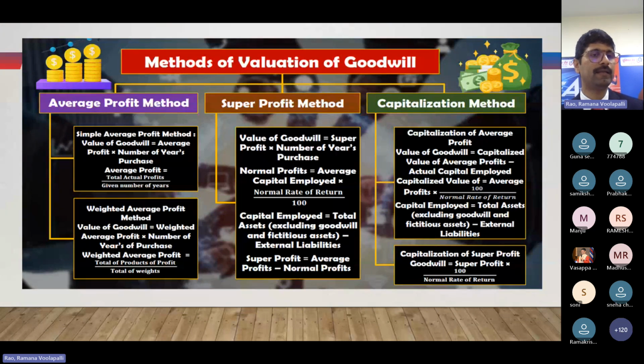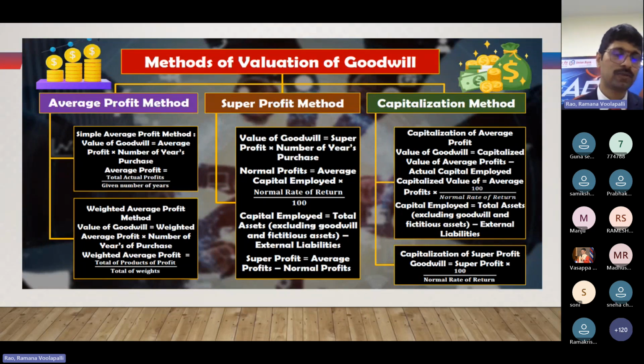Weighted average profit, this is another method under the average profit method only. Value of goodwill is equal to weighted average profit into number of years of purchase. Weighted average profit is arrived at by total of products of the profit divided by total of weights. So this is what the formula is.